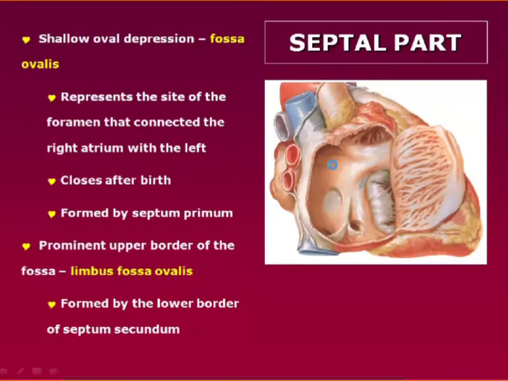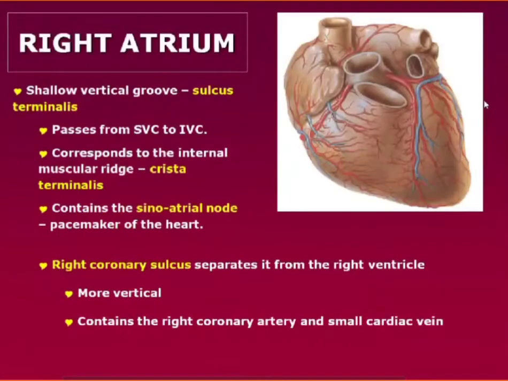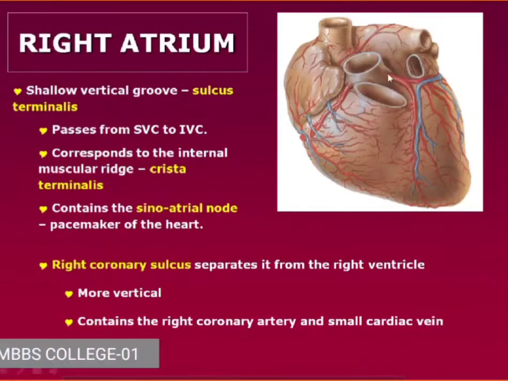Before going to this torus aorticus, if you see here, what is this one? This is the right coronary artery. What is this one? Right coronary artery. And what is this one? This is the left coronary artery. So the right coronary artery and the left coronary artery are arising from where? From the ascending aorta.